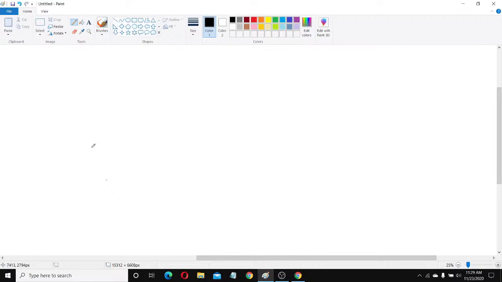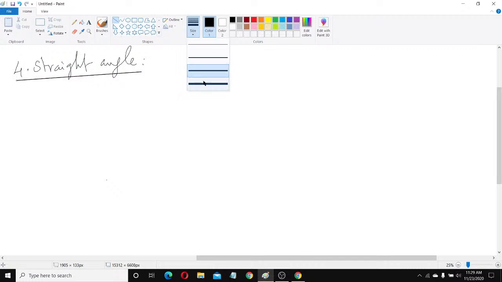So you learned about types of angle. The first three types, children: right angle, acute angle, obtuse angle. Now the fourth type, straight angle. What is a straight angle? First I will draw the figure. AC ray is fixed here.